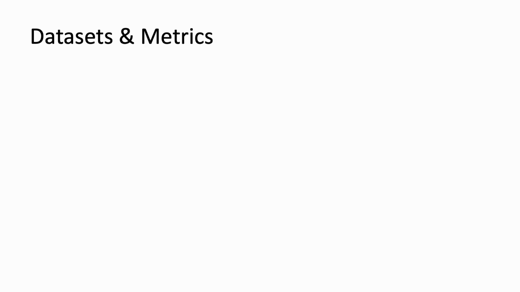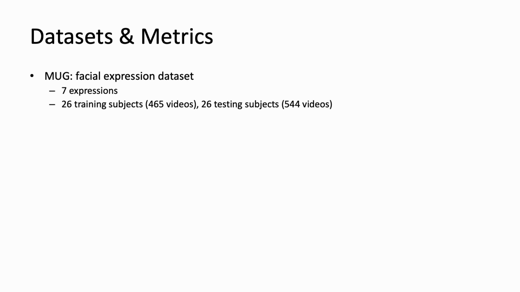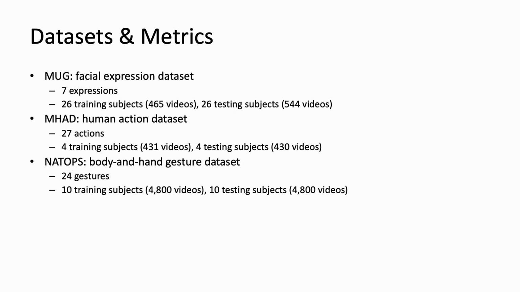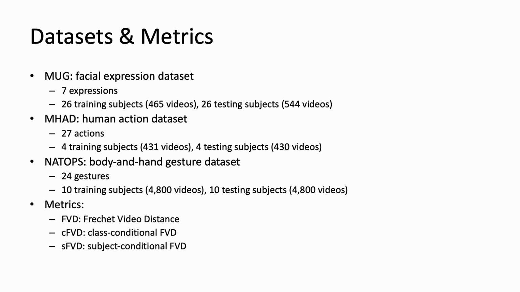We evaluate our method on 3 datasets: MUG dataset, a facial expression dataset, MHAD, a human action dataset, and NATOPS, a body and hand gesture dataset. 3 metrics are used, including FVD, which calculates the Fréchet distance between the distribution of real and synthesized video features. To measure how well a generated video corresponds to the class condition Y and given subject image S0, we also compute the class conditional FVD and subject conditional FVD.